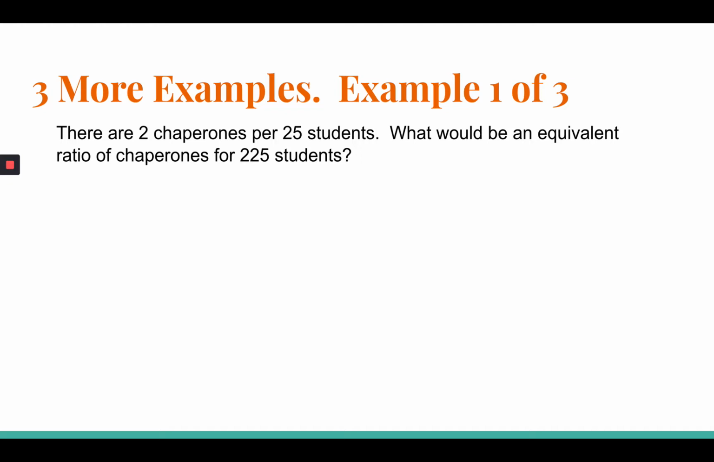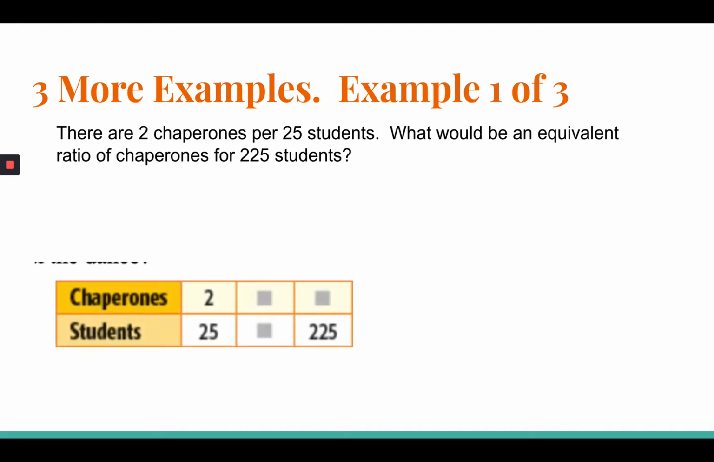It's going to be a short video, but just to remind you what a ratio table is, we're going to do a couple examples together. So this question says there are 2 chaperones per 25 students. What would be an equivalent ratio of chaperones for 225 students? So there's a chart. And I want to remind you, if you'd like to solve this and you need a little more time, pause the video now.